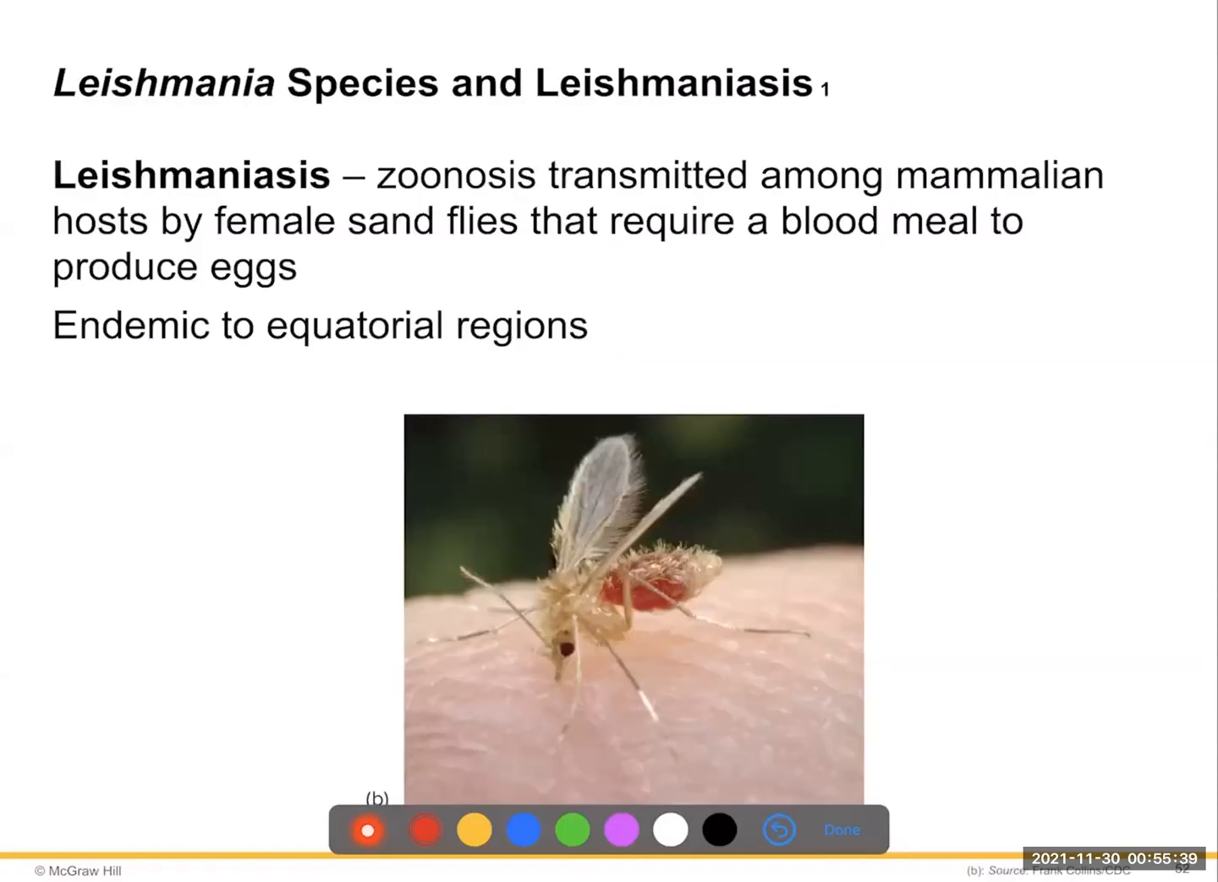Leishmania species and leishmaniasis. Leishmaniasis is a zoonosis transmitted among mammals. It's hosted by female sandflies, which require a blood meal to produce their eggs, and is endemic to the equatorial regions.